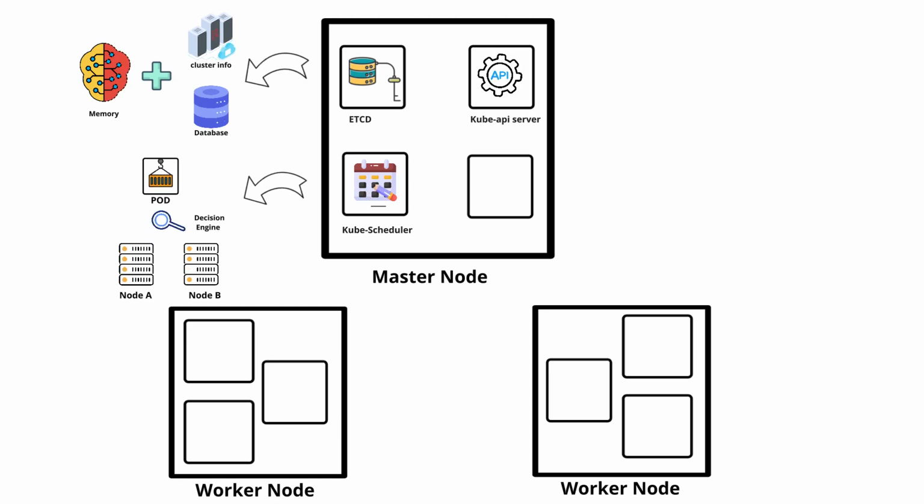Next is kube API server. This kube API server acts as the front door to your Kubernetes cluster, and its responsibilities are: it handles requests, which means it receives a RESTful request whether you are using kubectl or Kubernetes dashboard. Every command you run hits the API server first. It also validates and authenticates requests.